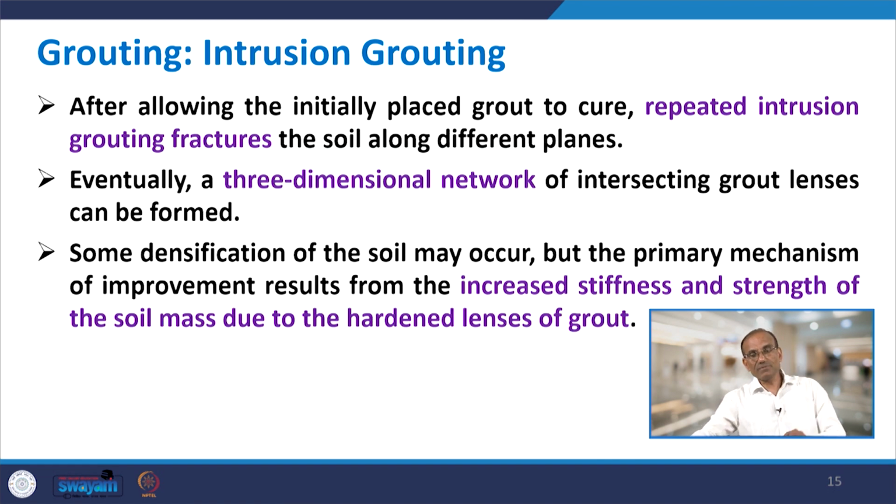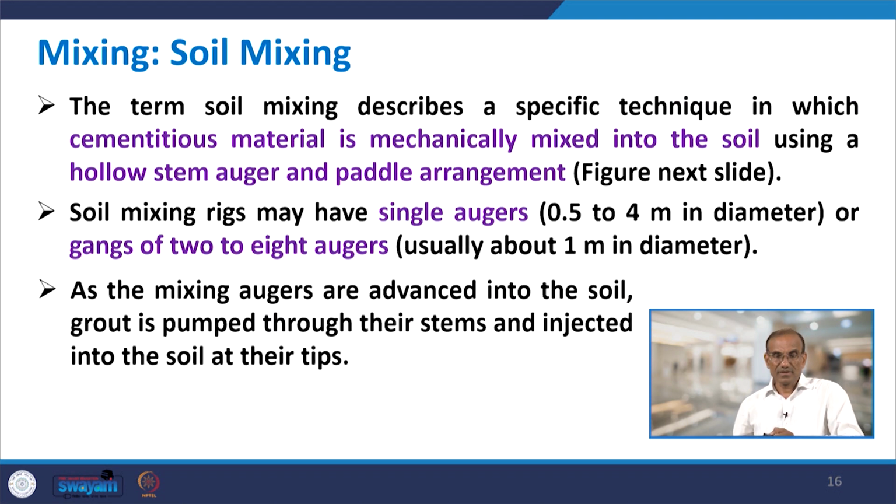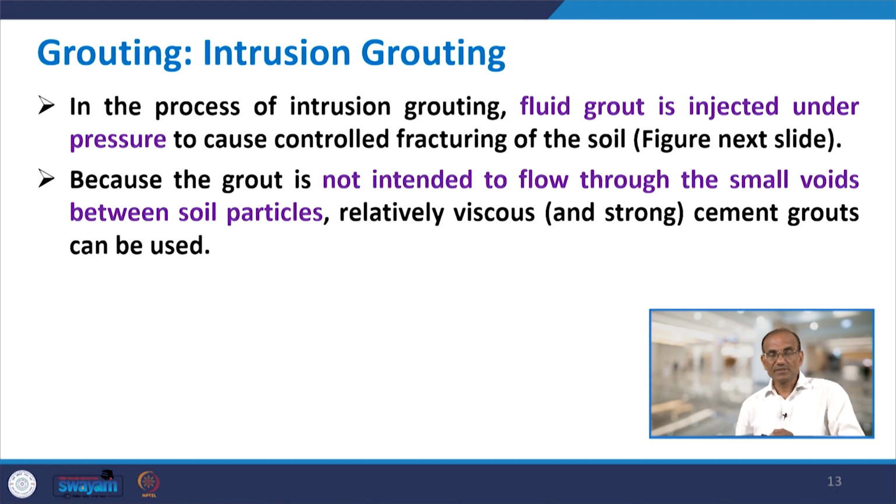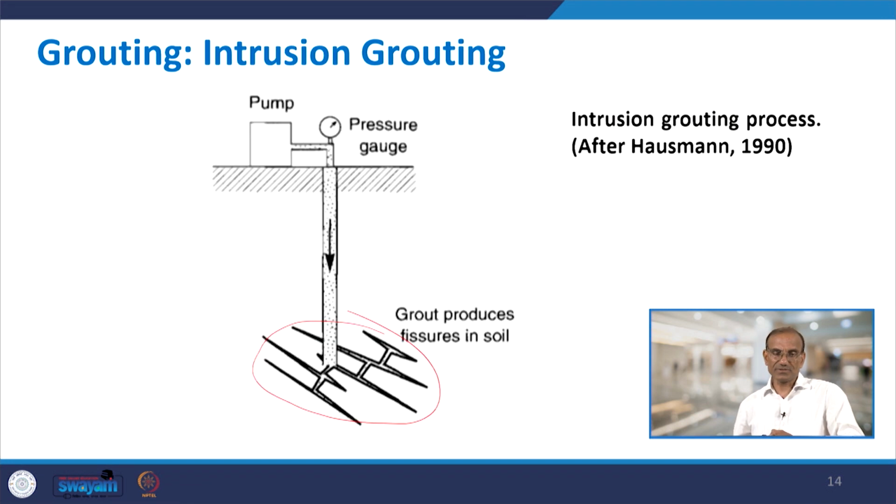After allowing the initially placed grout to cure, repeated intrusion grouting fractures the soil along different planes. Eventually, a three-dimensional network of intersecting grout lenses can be formed. Some densification of the soil may occur, but the primary mechanism of improvement results from the increased stiffness and strength of the soil mass due to the hardened lenses of grout. So, this was all about grouting, where we have discussed two types of grouting. One was permeation grouting, another was intrusion grouting.